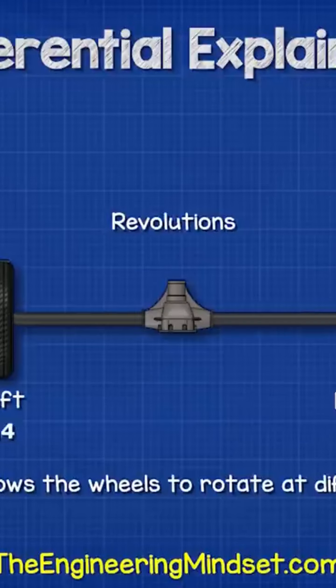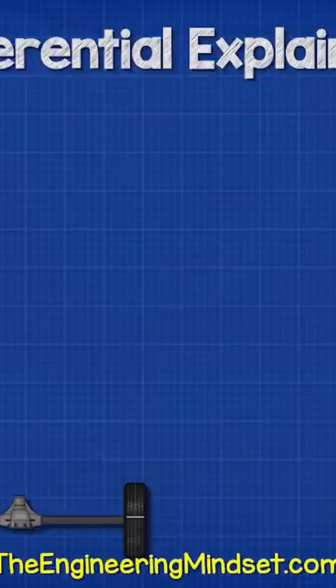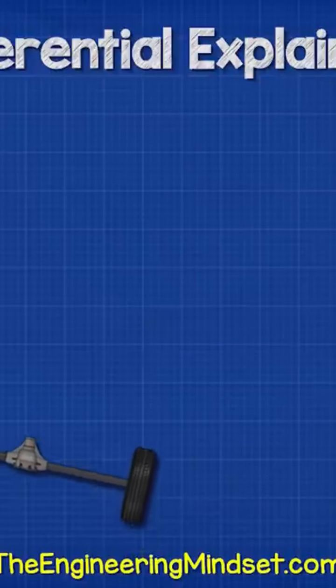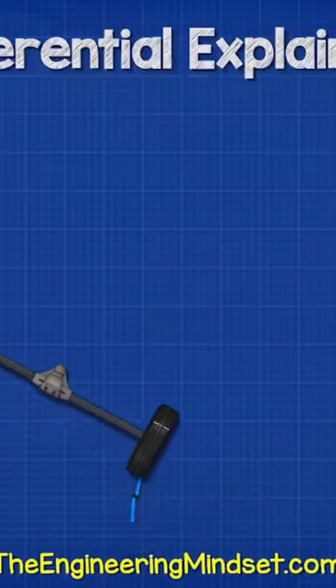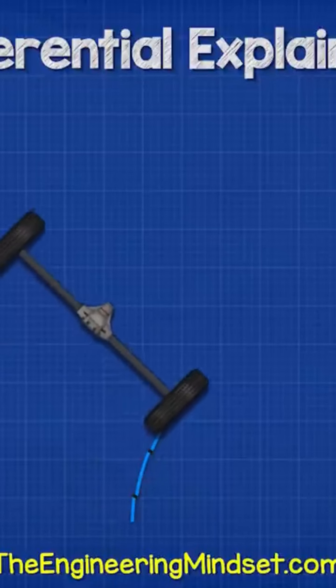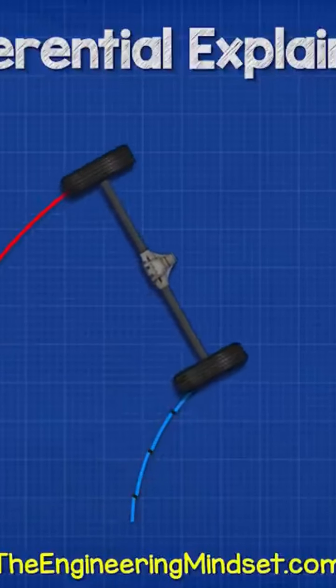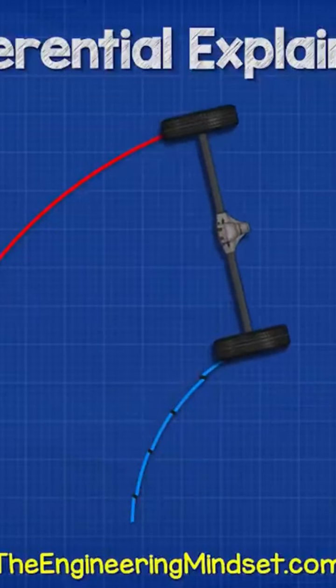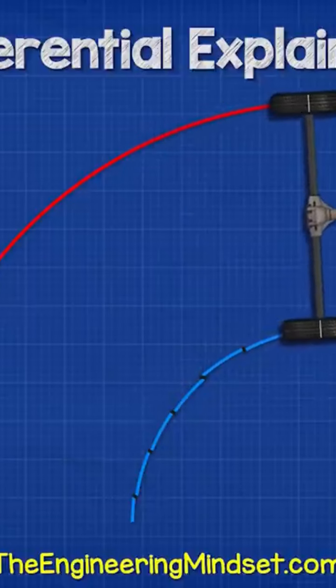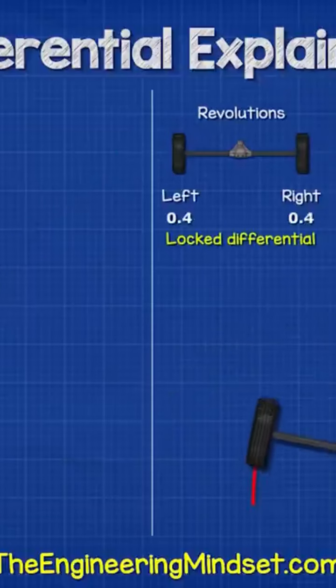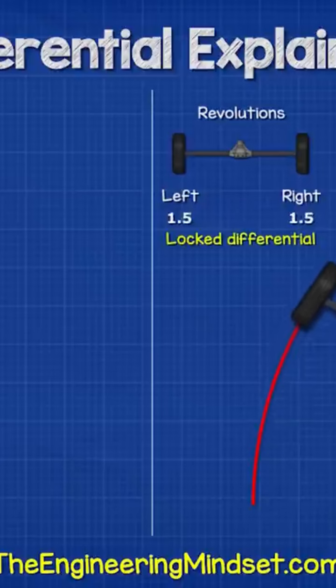The differential allows the wheels to rotate at different speeds. If this wasn't installed, then both wheels would rotate at the same speed on corners, and this would cause the tires to slip and wear out. The car would become harder to handle, and the forces could even snap the axle. Therefore, we allow the rear wheels to rotate at different speeds to stop that occurring.